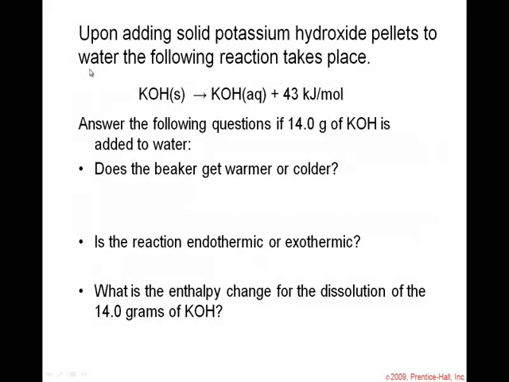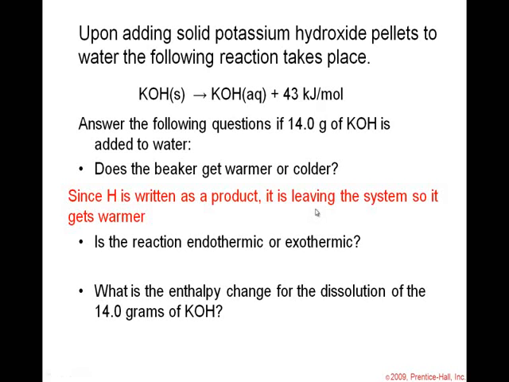Upon adding solid potassium hydroxide pellets to water, the following reaction takes place. So I have potassium hydroxide solid becoming potassium hydroxide aqueous. So this is just the heat associated with making a solution. And it says plus 43 kilojoules per mole. So what that says is, in addition to this being produced, I'm also producing heat. The question is, if I'm starting with 14 grams of potassium hydroxide, does the beaker get warmer or colder? Well, since I am producing heat, it's going to get warmer.